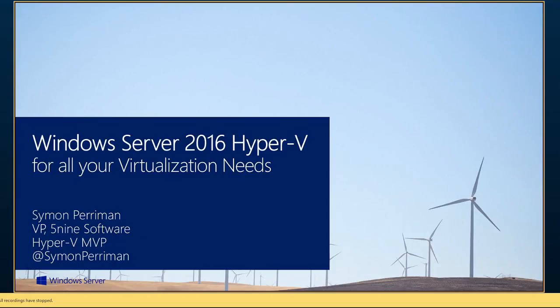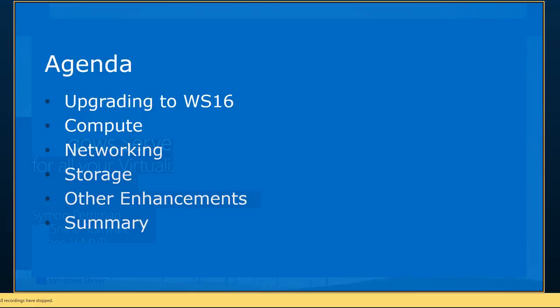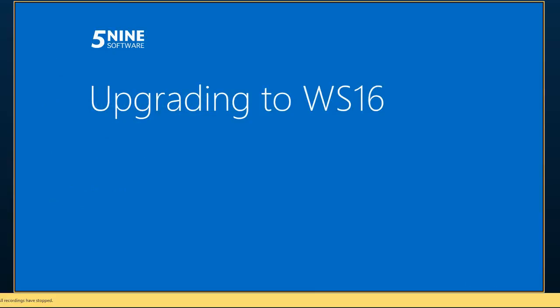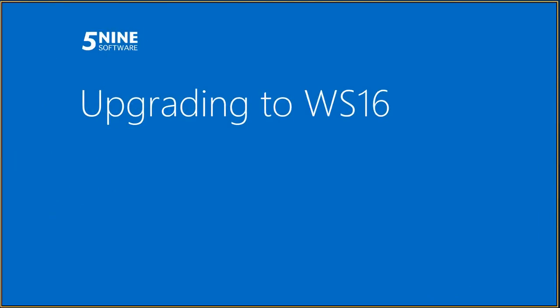So let's go ahead and get started, and we'll show you what we're going to be covering today. First, we're going to talk about the new enhancements around upgrades. Then we're going to go through the different layers of compute, network, and storage, and then look at some other enhancements in the platform, which are primarily around security and hybrid cloud. So first thing is, how are we going to upgrade to Windows Server 2016?